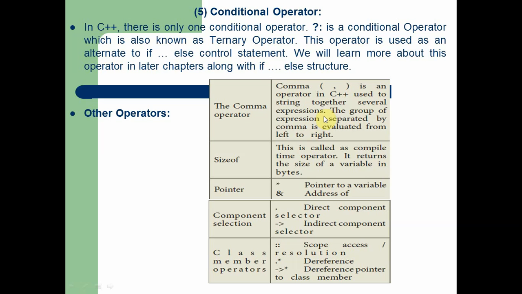Next, pointer and address-of. We are going to use all these operators one by one. Next, component selection: the dot operator is the direct component selector. Another one is the indirect component selector. This is the scope access, the scope resolution operator. Dot asterisk is the dereference, the dereference pointer to class members. Now we are going to learn all these operators one by one in our second volume on all syllabuses.